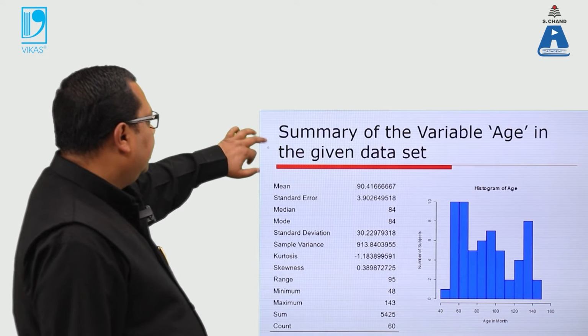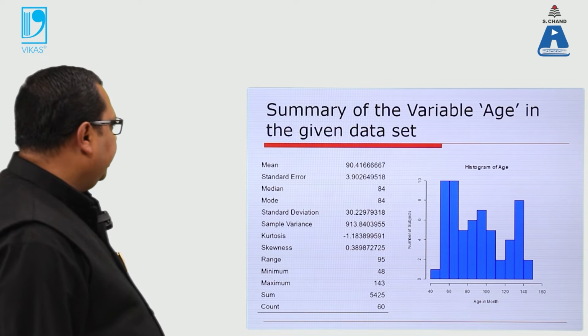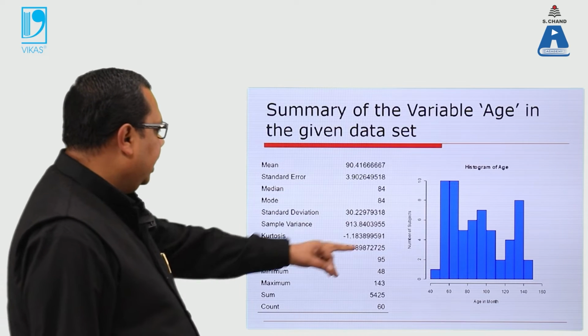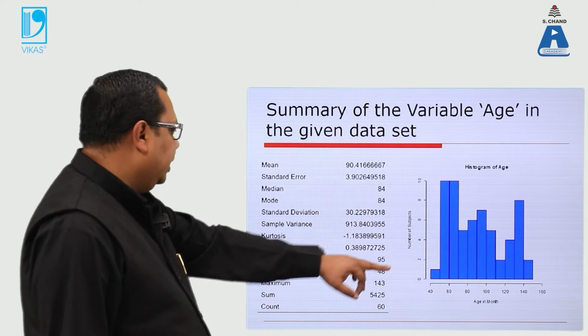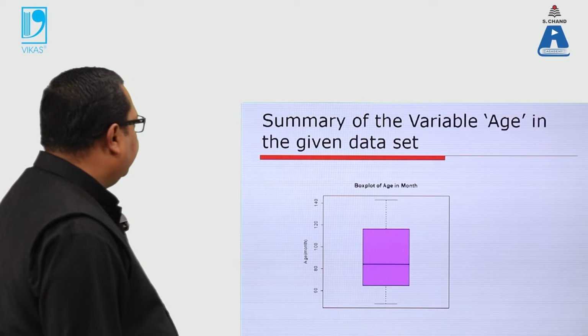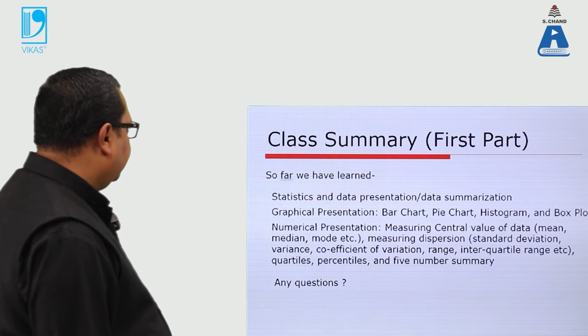So first of all, we can see the summary of the variable age in the given data: the mean, the standard error, the median, and we can see the skewness, and then we have made the bar graph. So this is the box table in age.